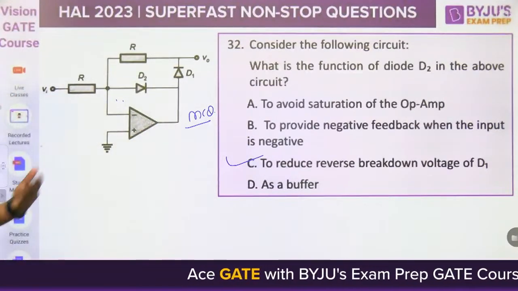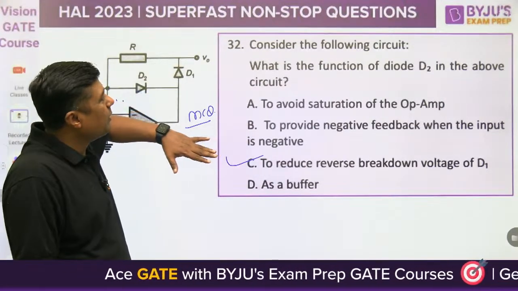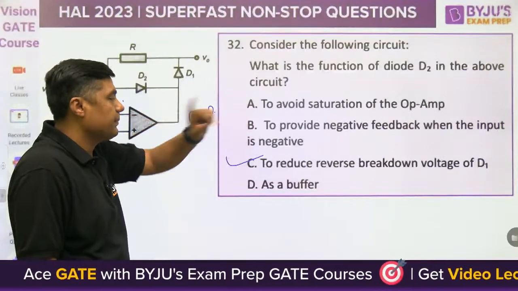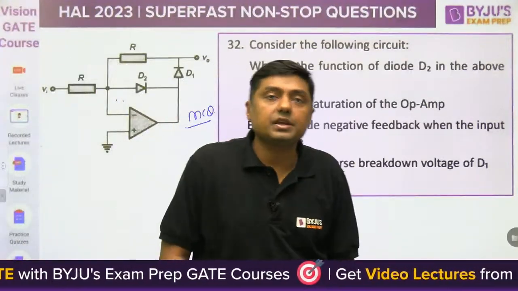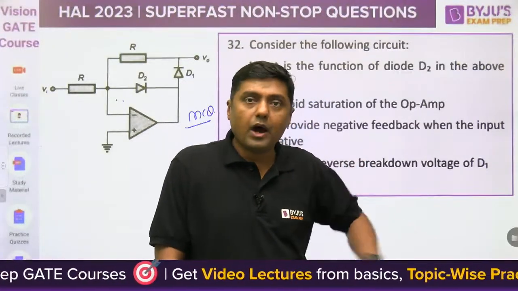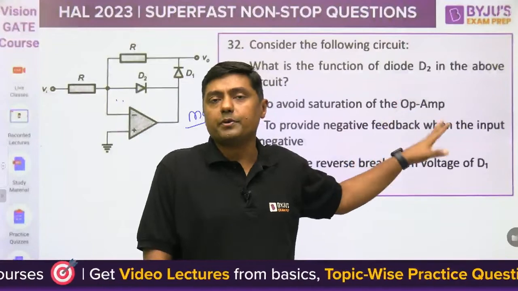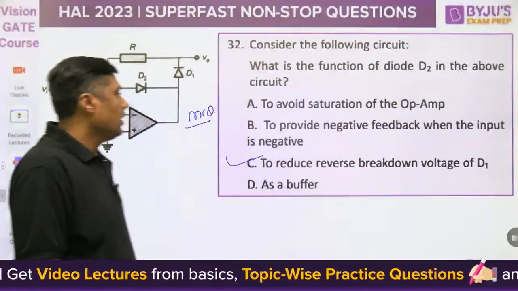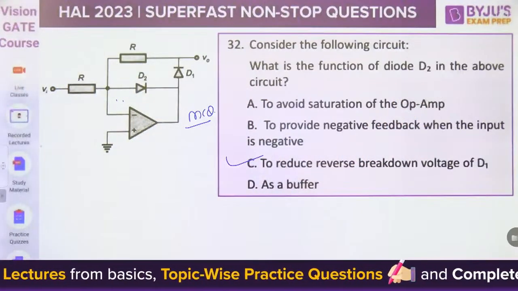So no doubt, if it is MSQ in GATE exam, it is a HAL paper. So HAL, one answer is correct, C. One answer is correct, C you can give. It will reduce the reverse voltage or PIV by avoiding the saturation of the operational amplifier. Okay then, so C is the correct one.